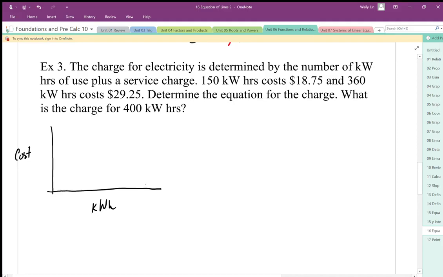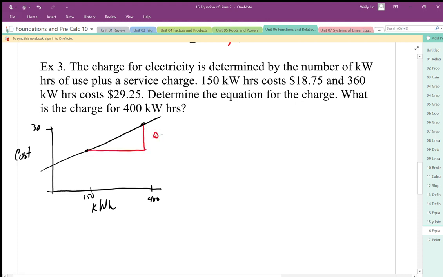And so we're going to maybe go up to 400 kilowatt hours here, and let's say our charge is $30 up here. So at about 150 kilowatt hours, our charge is about $18.75, a little bit past halfway there. And at 360, maybe somewhere around here, it's going to be close to $30. So I just want to get a visual idea what my relationship looks like. I know I have positive slope.